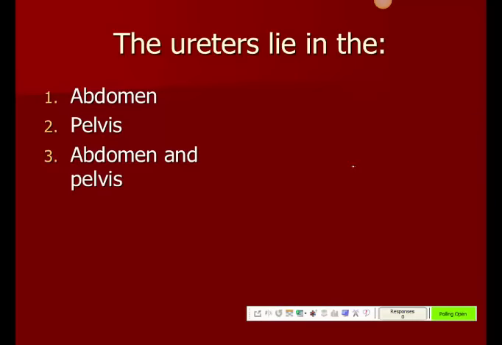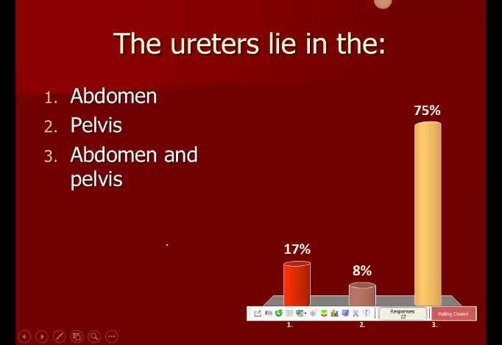So let's do a bit of review. Abdomen and pelvis, which is why it's so important to look at those pictures carefully. The kidneys are in the abdomen. The urinary bladder is in the pelvis. So the ureter joins the two. So it has to be in both.